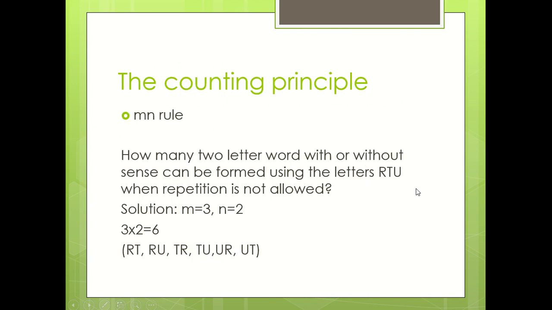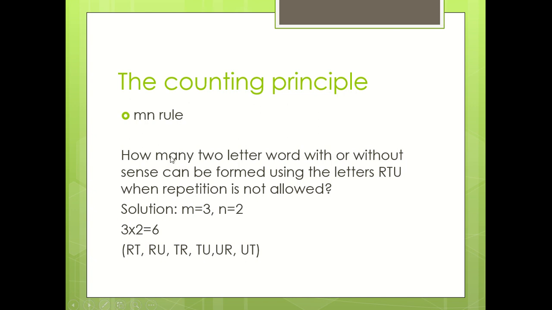And then, aside from that, you can also count the total number of possible outcomes by making use of the counting principle. Sometimes this is also known as the multiplication rule and represented by the MN rule. When we speak of the MN rule, this is simply the product of M times N. So, simple multiplication. Example: how many two-letter words, with or without sense, can be formed using the letters R, T, and U when repetition is not allowed?